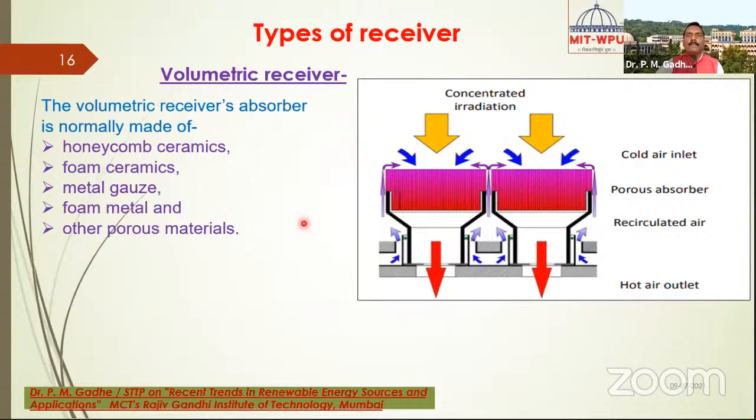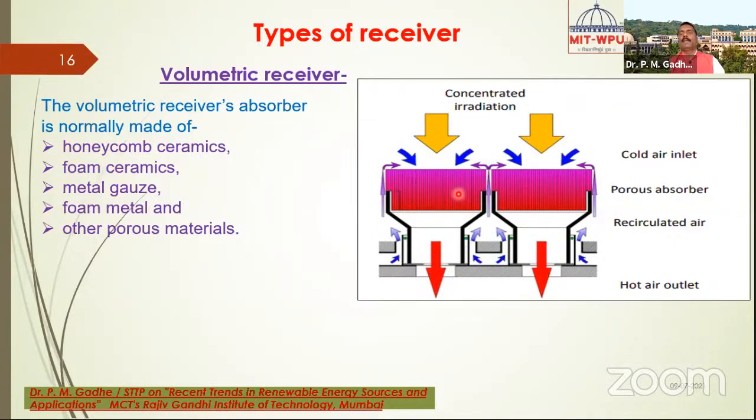Now, another receiver is the volumetric receiver. The volumetric receiver is just a regenerative type of receiver. It uses porous material, that is, a solid material. So the solar radiation will fall on this solid material. It will get heated. So it is placed at the focus point.